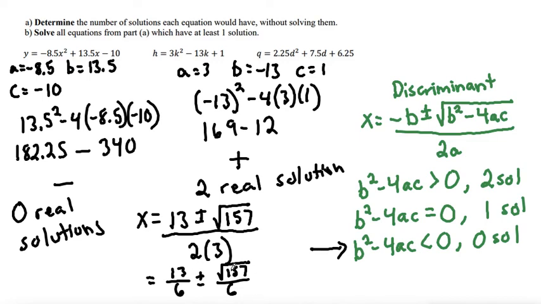I don't think we can pull anything out of 157. Let's see. Yeah, it's not divisible by 3. I think that would pretty much be the final answer.